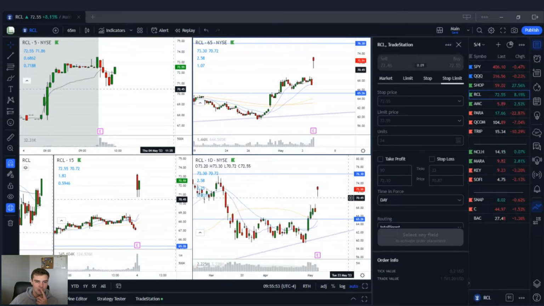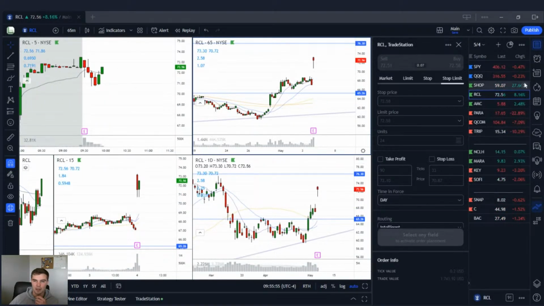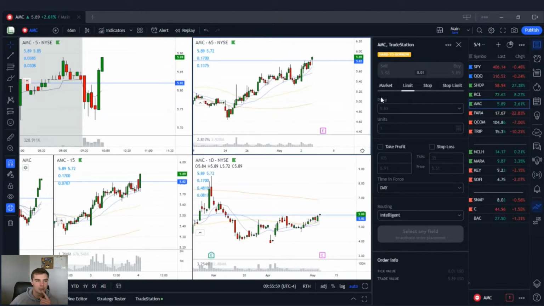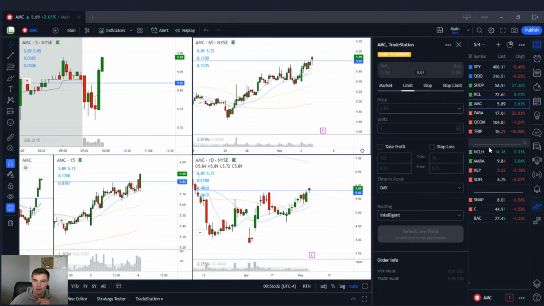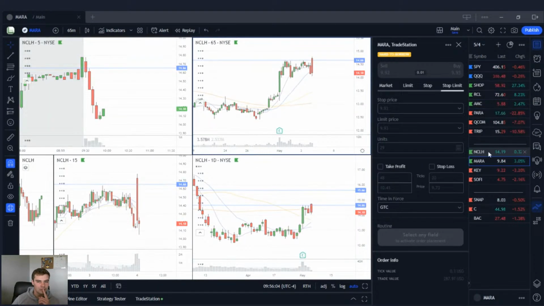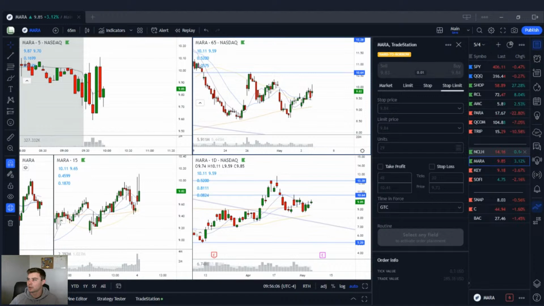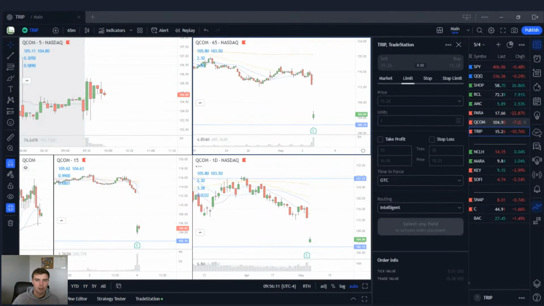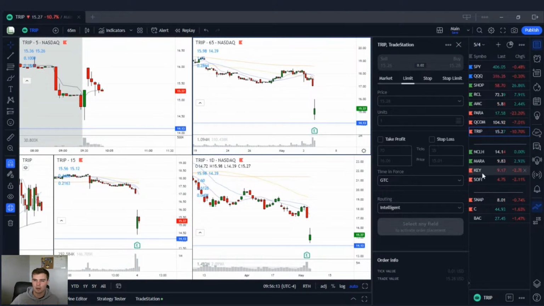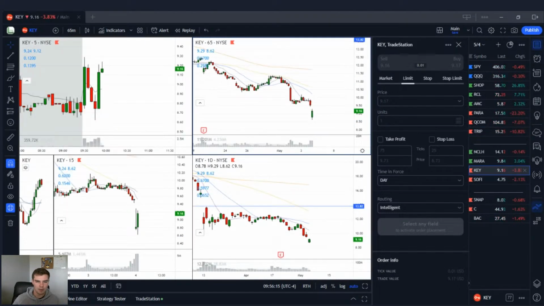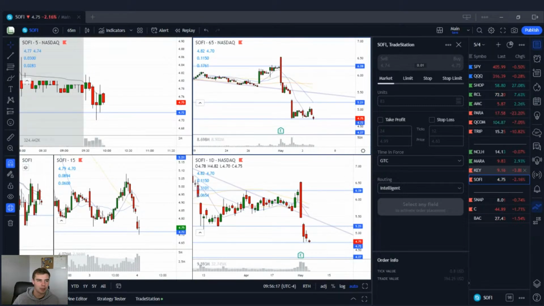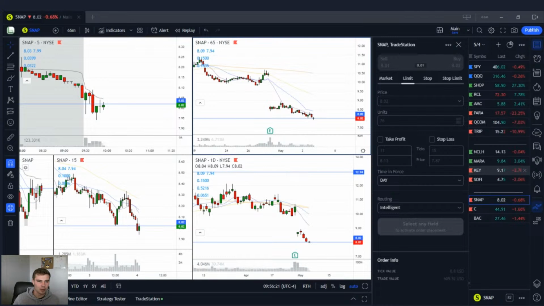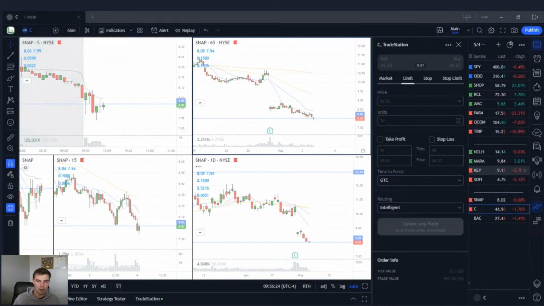So guys, RCL is going to be tough to trade. I think AMC is my favorite long idea at the moment. Definitely watching AMC for the long. Otherwise, on the short side, I don't see a whole lot that I like. Still got my eye on SoFi. Snap is chopping around a little bit more, so I want to see that make another move lower.